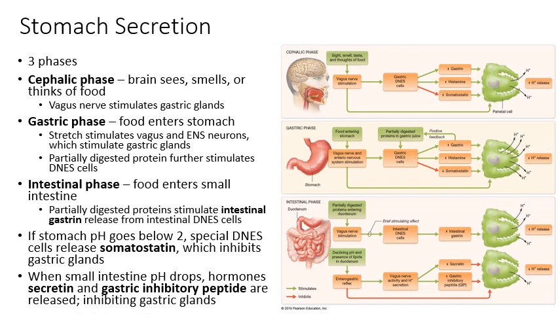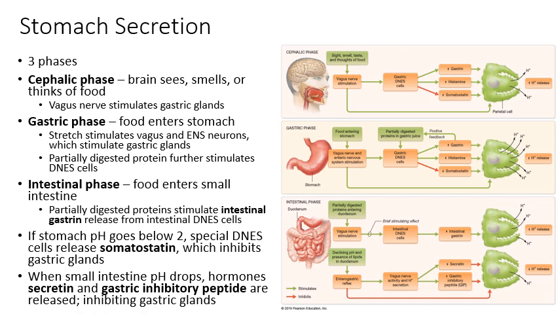So that partially digested protein is also going to stimulate DNES cells that are in the wall of the small intestine. Then those cells release their hormones, prominently intestinal gastrin, and then that causes parietal cells in the gastric glands of the stomach to be activated and release even more stomach acid. So in each of those three phases, the amount of stomach acid that is secreted is steadily increasing. But it's only going to increase to a certain point.